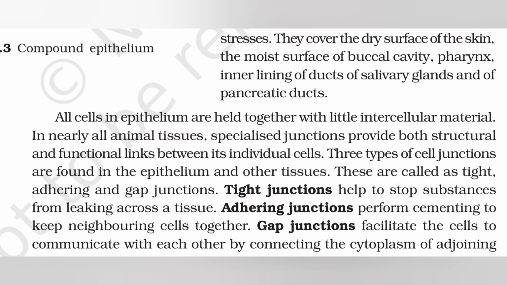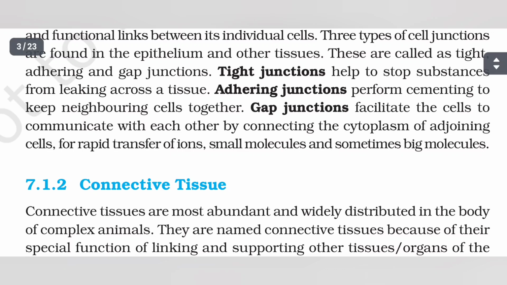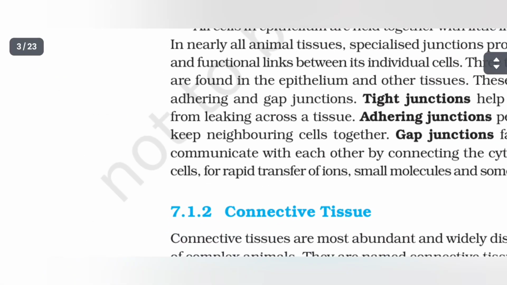Tight junctions help to stop substances from leaking across a tissue. Adhering junctions perform cementing to keep neighboring cells together. Gap junctions facilitate the cells to communicate with each other by connecting the cytoplasm of adjoining cells for rapid transfer of ions, small molecules, and sometimes big molecules. This is the structure of compound epithelium, which consists of multi-layered cells.